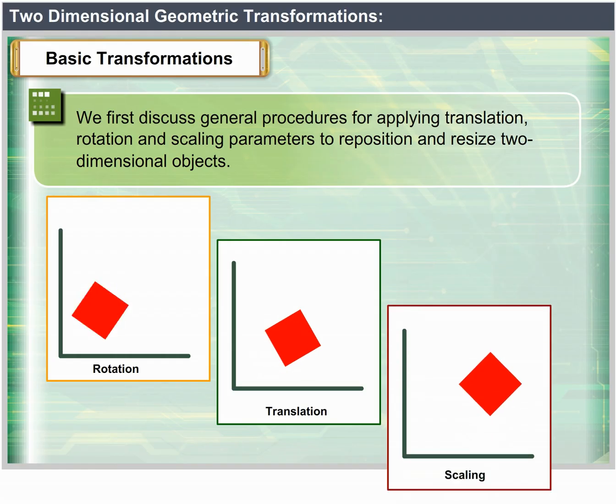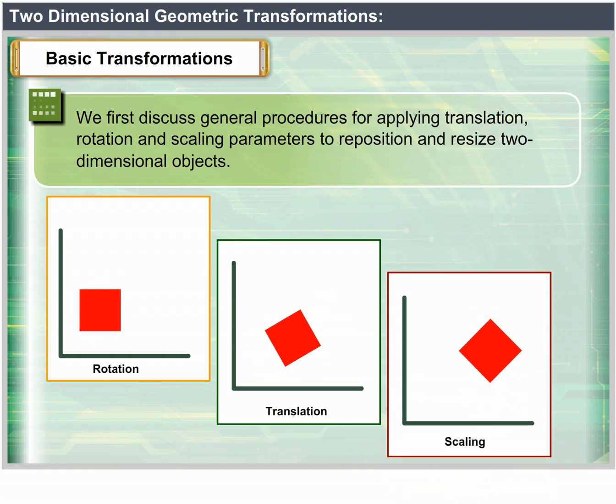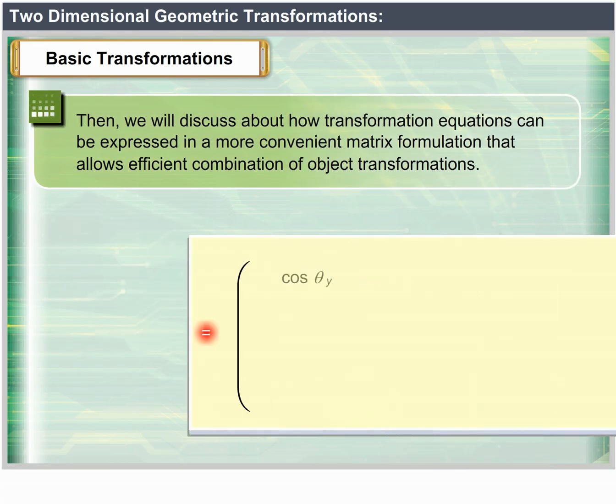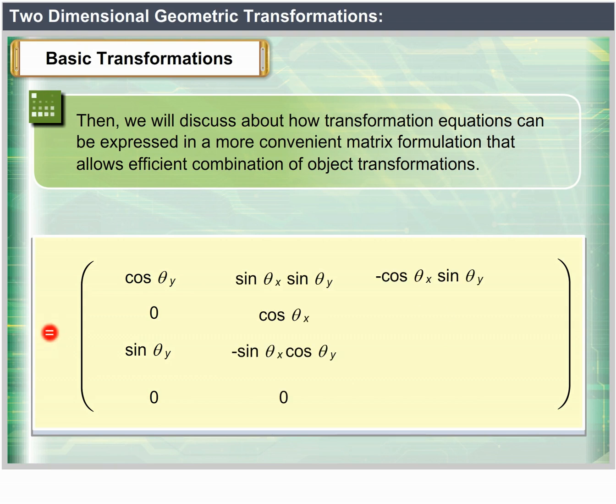Here we first discuss general procedures for applying translation, rotation, and scaling parameters to reposition and resize two-dimensional objects. Later, we will discuss how transformation equations can be expressed in a more convenient matrix formulation that allows efficient combination of object transformations.